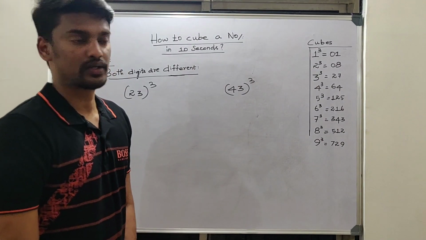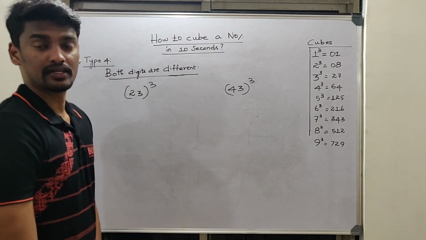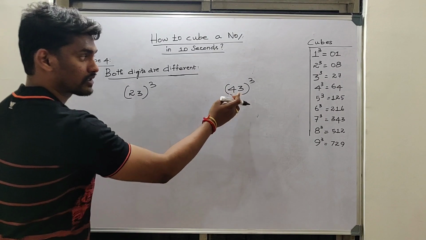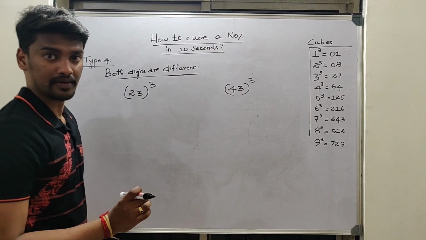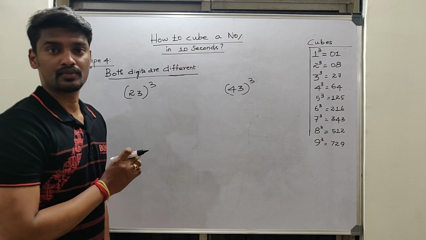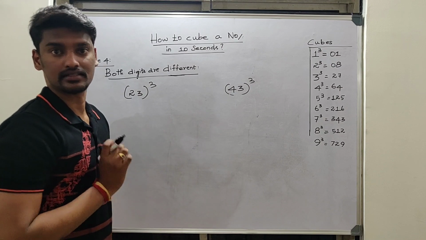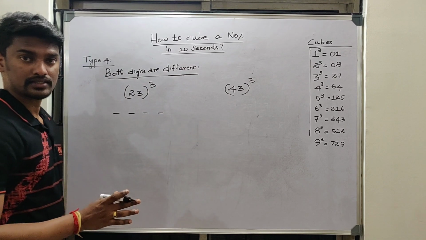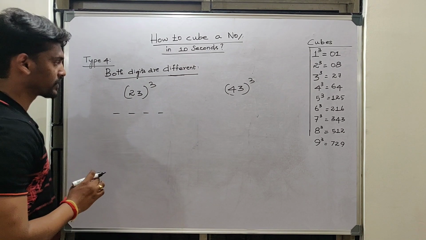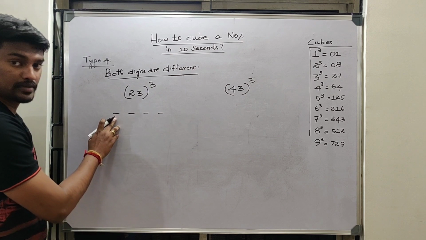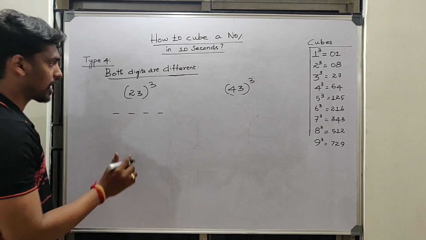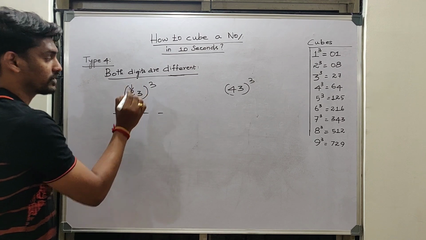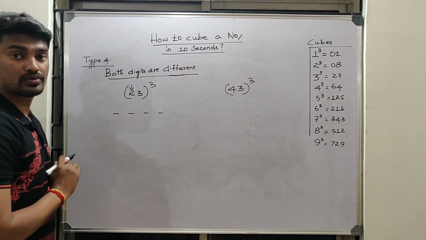So in 4th step, we are going to see what if both the digits are different. So you could see 2 and 3, it is a different digit. So 4 and 3, again both the digits are different. So it's a bit trickier type. So you have to listen carefully to understand this type. So you see, first we'll write 4 dashes as we are writing in all the types. So in first dash, which means in the first place, what I'm going to do, I'm going to take this number.